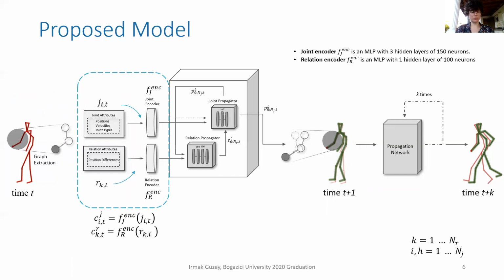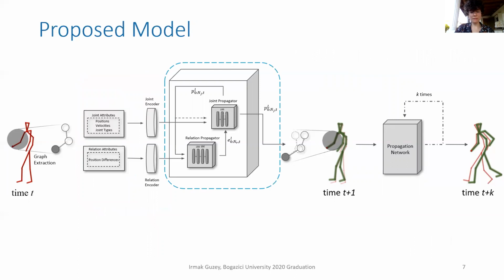After graph extraction, these attributes are first encoded by using joint and relation encoder MLPs, respectively. This helps us to improve the efficiency of the overall model. Then, encoded attributes are passed to the propagation part. In this part, the effects of joints and relations are propagated to the whole structure step by step by evaluating the propagating effects of attributes in each step.